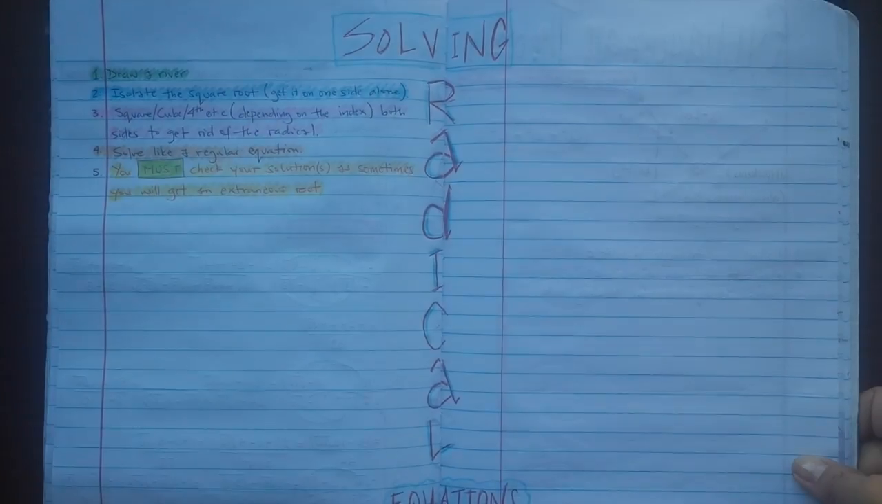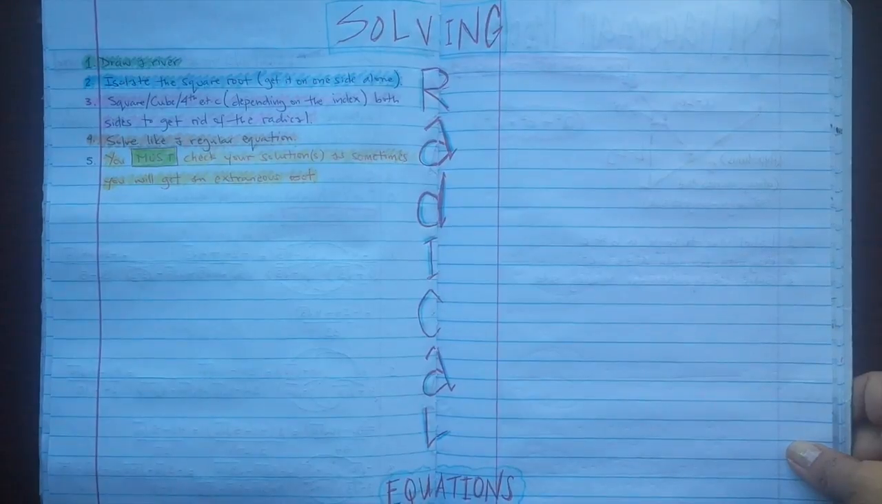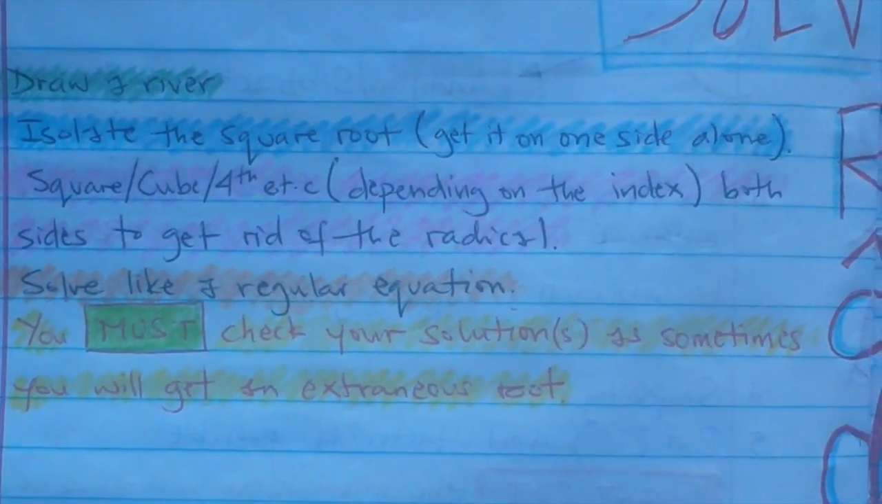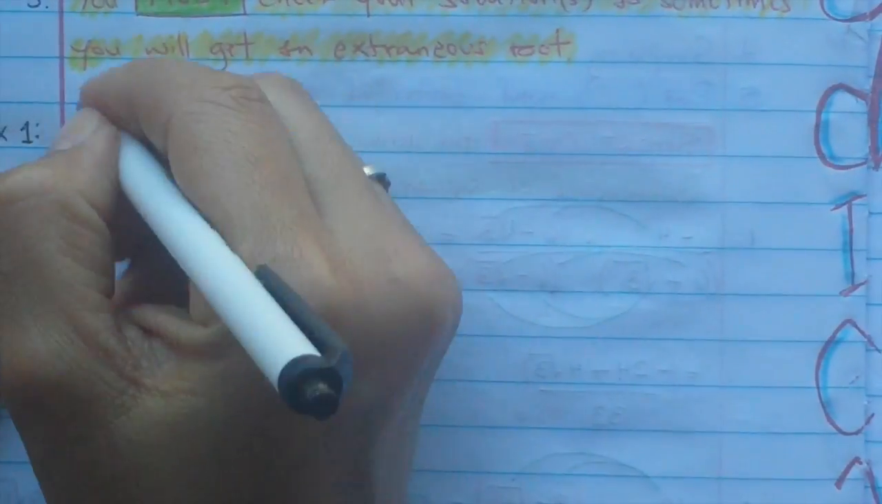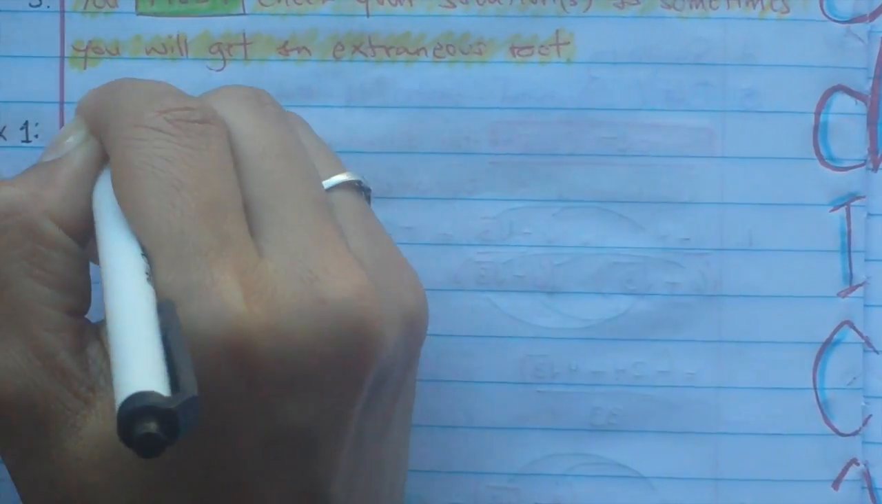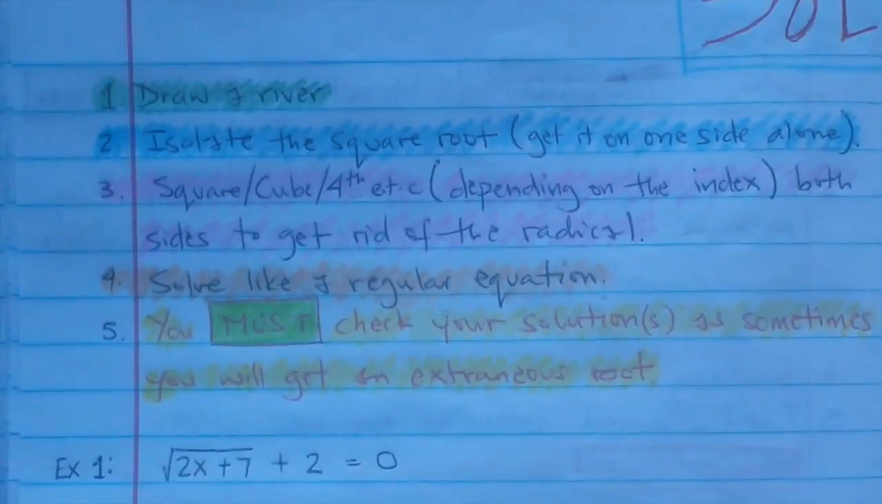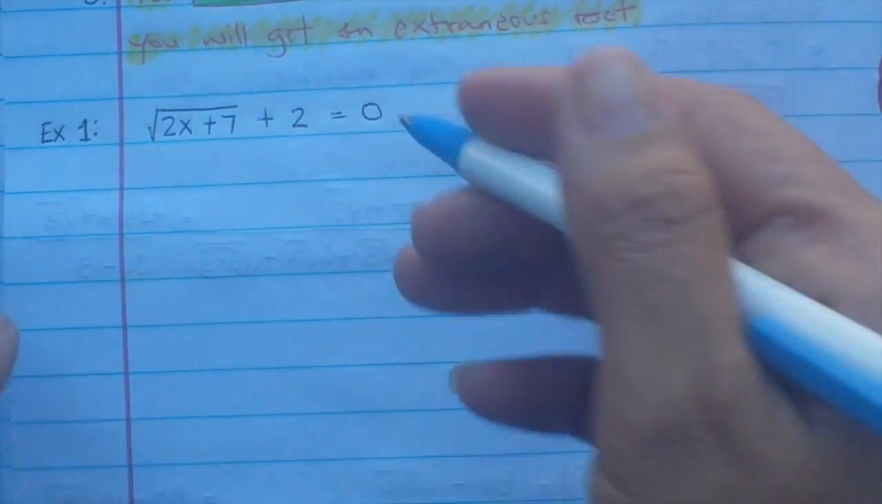Solving radical equations. Okay, go ahead and pause the video and copy this down. This is a listening check. Go ahead and shade in the D in radical in the title. So the very first thing you do is draw a river.